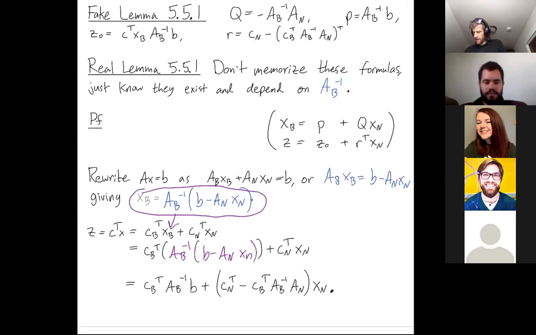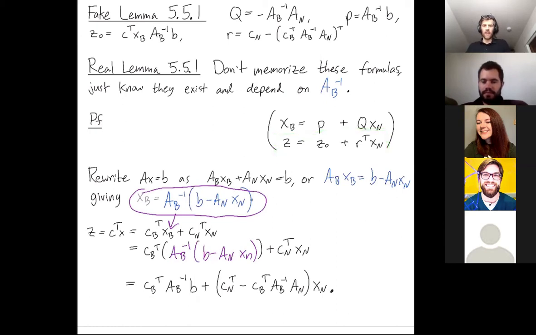All right, and then in this last step, to get down to this equality, we're going to pull out the x_N parts. So think of x_N as our common variable. So I have c_N transpose copies of x_N, but then I furthermore have minus c_B transpose times A_B inverse times A_N x_N, giving me this bit. Right. And then after I've separated out the x_N part, what remains is just c_B transpose times A_B inverse times b. All right. So you'll remember where our z_0 and r are coming from.